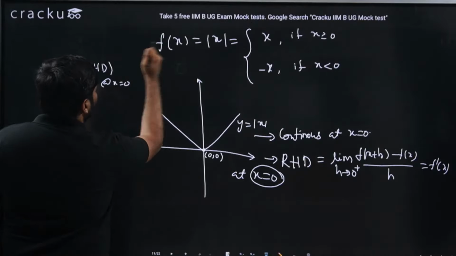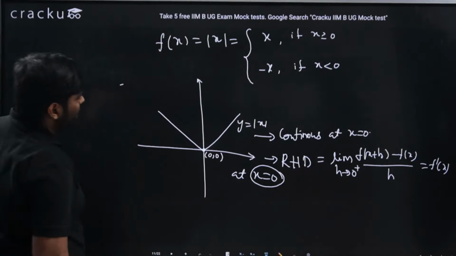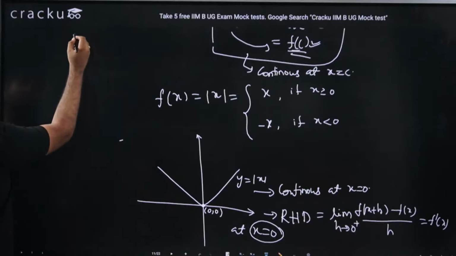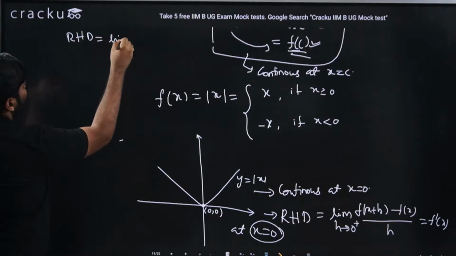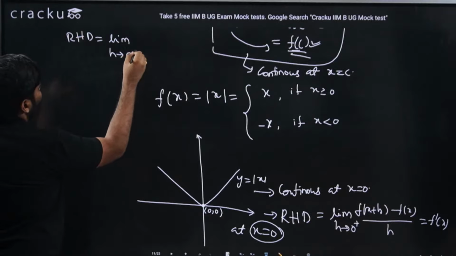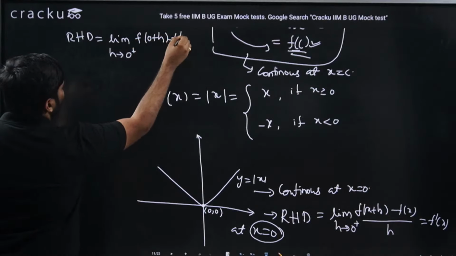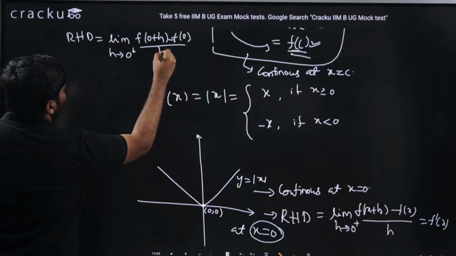Limit. I mean to say the entire thing is limit. Let me get some space somehow. I will do it over here. I would say the right hand derivative is equal to limit h tending to 0 plus of f of 0 plus h minus f of 0 by h.